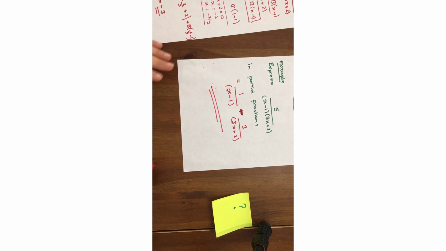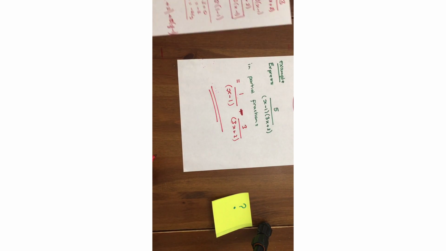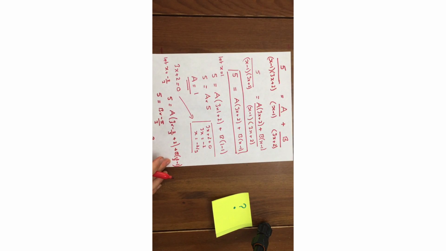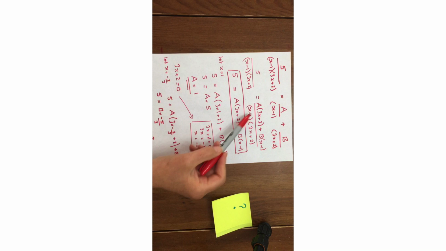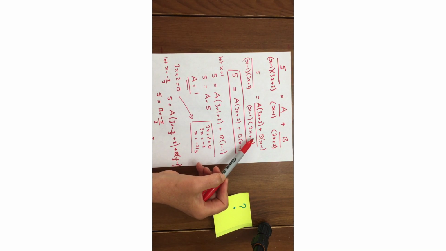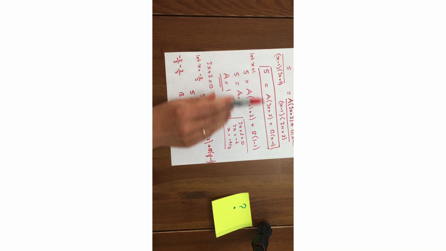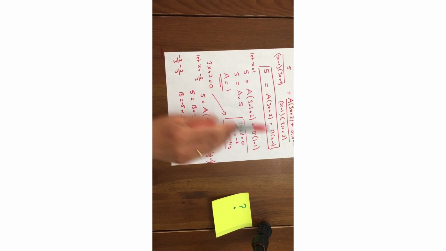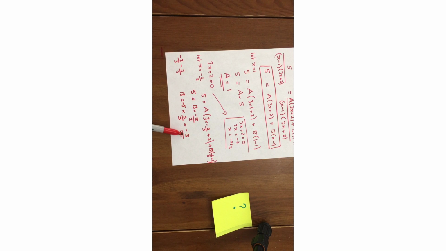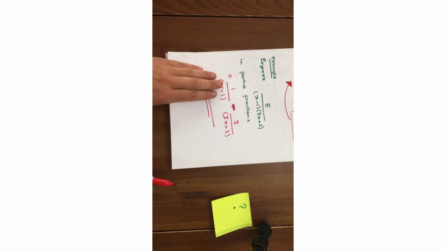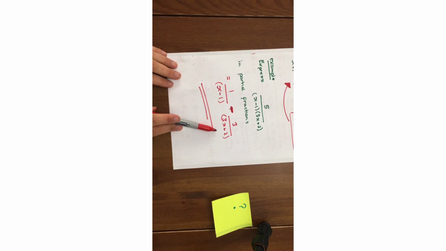Okay, so just to recap what the method was, just to go over that one more time. What did I do? I put it over a common denominator. I made the numerators equal. And then I let values of x make the bracket 0 to find a is 1 and b is negative 3. And then I just put it back into the answer.